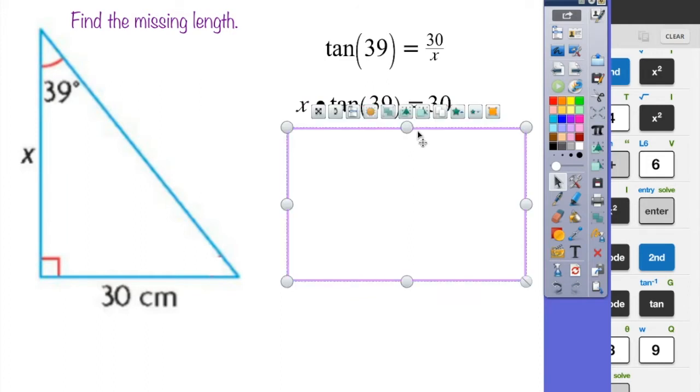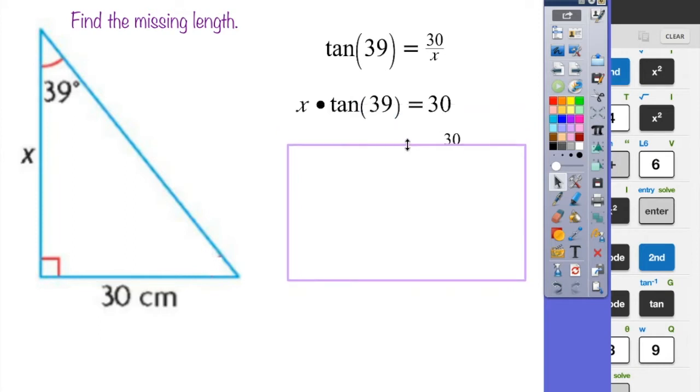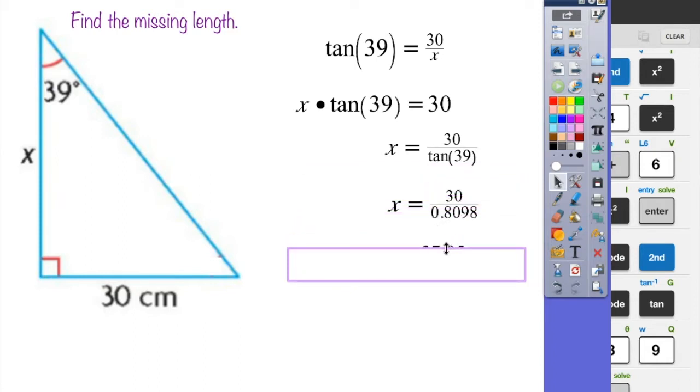Okay, so since we have a proportion, tangent 39 has a denominator of 1, we can cross multiply. So x times tangent 39 is equal to 30 times 1, which is just 30. Okay, and now to solve for x, we need to divide by tangent of 39. So 30 over 0.8098 is 37.05 centimeters. And that is how you find a missing side length using trig functions.